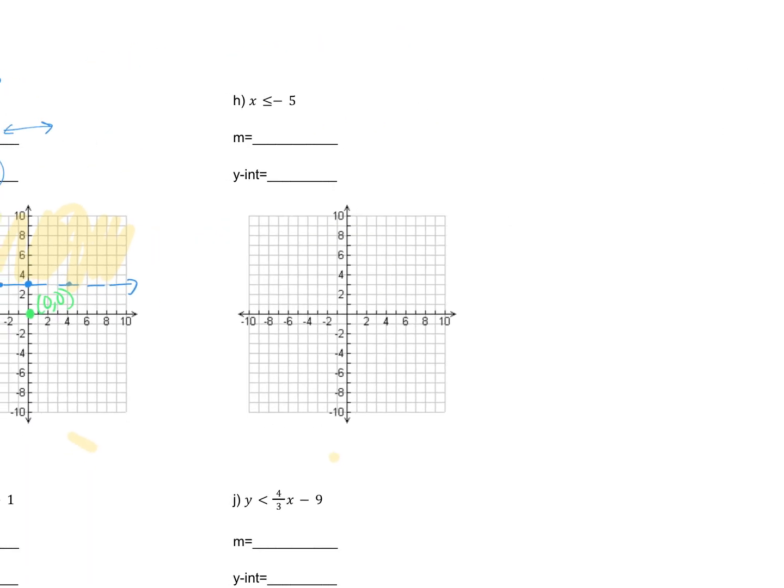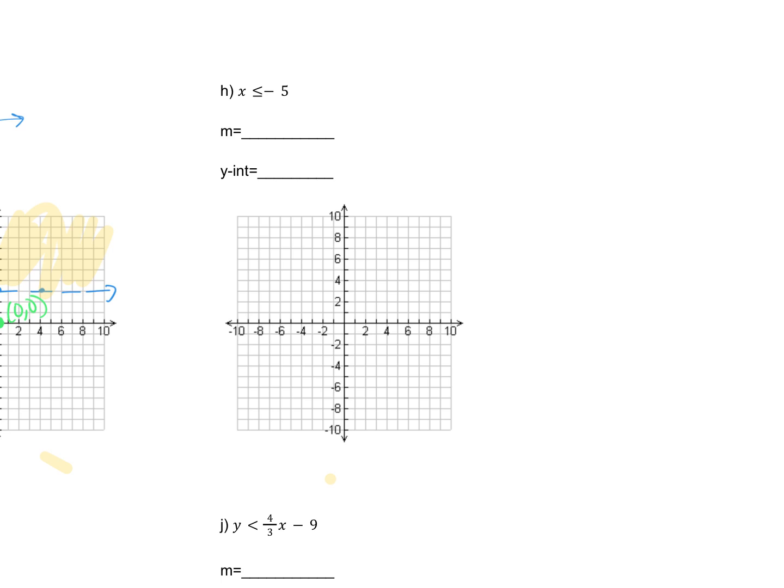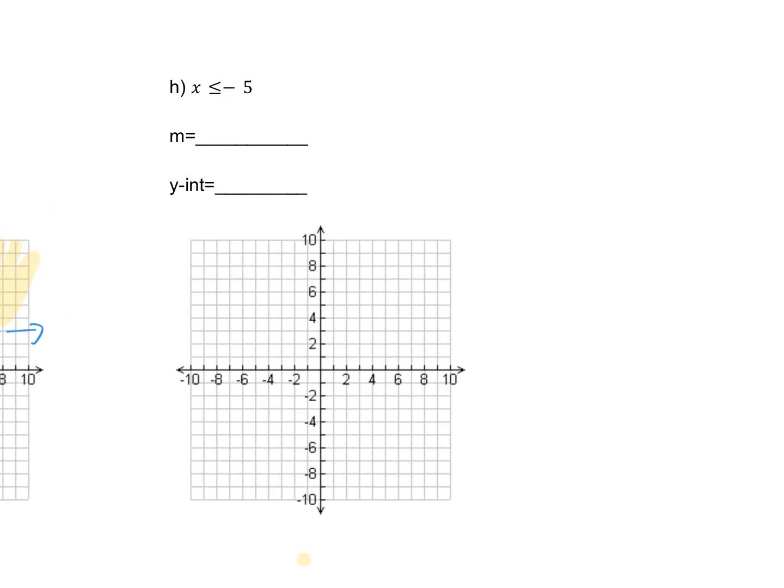Okay, here's another one. x is less than or equal to -5. So this is a vertical line, so it's going to go up and down, right? So that means the slope is undefined, and there is no y-intercept, right? So it starts at -5 on the x-axis, and it's just going to go up and down. Oh, yeah, it is a solid line. Good. So solid line.